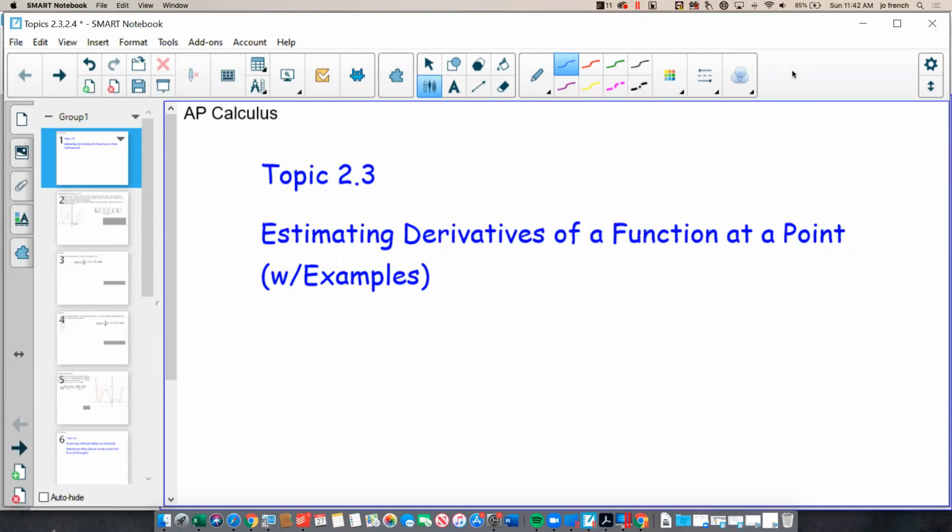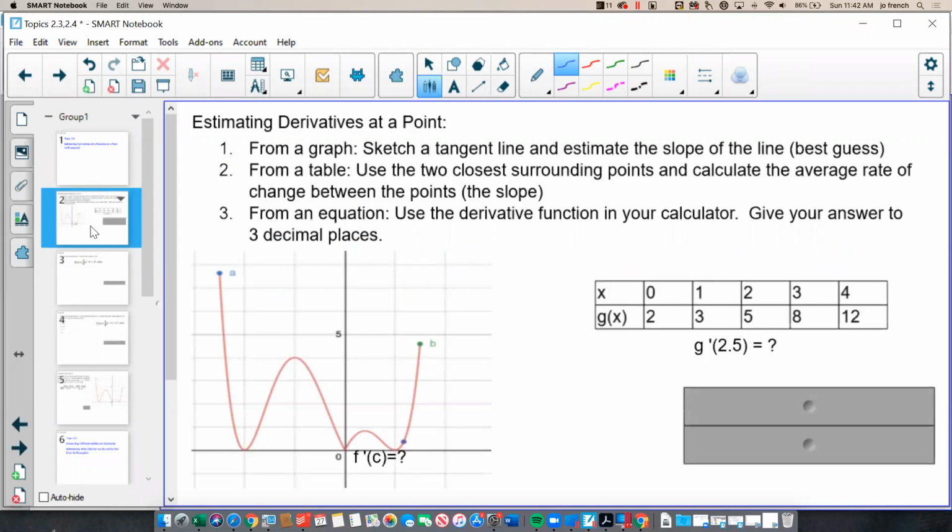And this is topic 2.3 of the AP Calculus curriculum, estimating derivatives of a function at a point. And we'll go over some examples. So when estimating derivatives at a point, there are three possible situations that we could find ourselves in. The first is estimating a derivative or an instantaneous rate of change from a graph. To do this, we'll sketch a tangent line and estimate the slope of the line, the best guess.